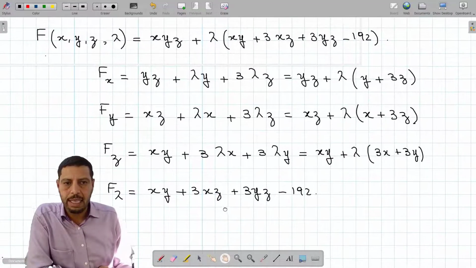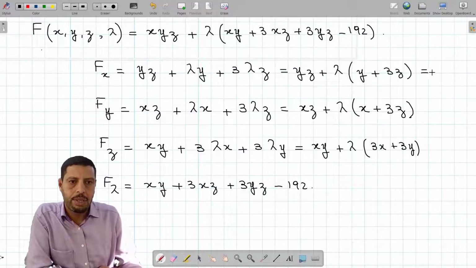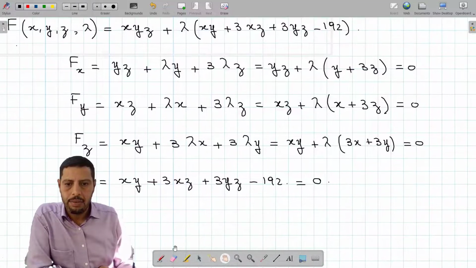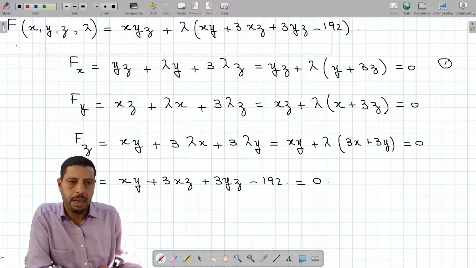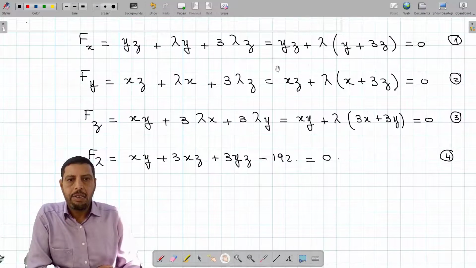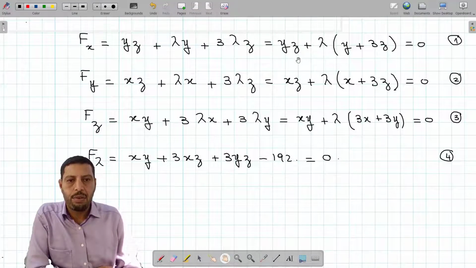Now we have to set our partial derivatives equal to 0. And I will number my equations here: equation number 1, 2, 3, and the fourth equation. I can see clearly that the y and the x will play the same role, since the first and the second equations are symmetric with respect to x and y. So by looking, the x and the y play the same role, so we're going to prove that x equals y.